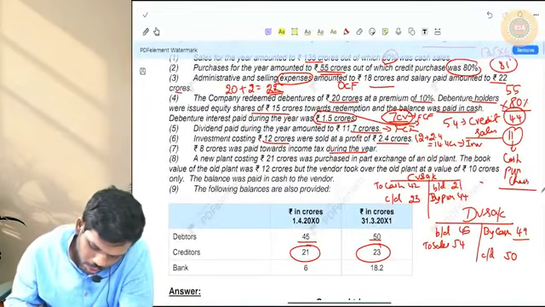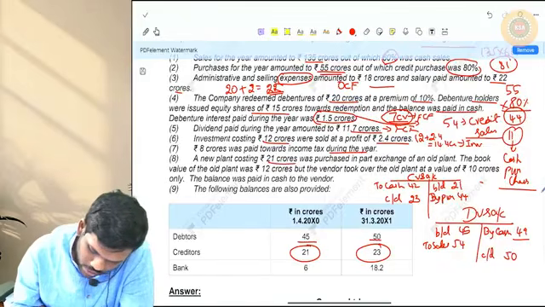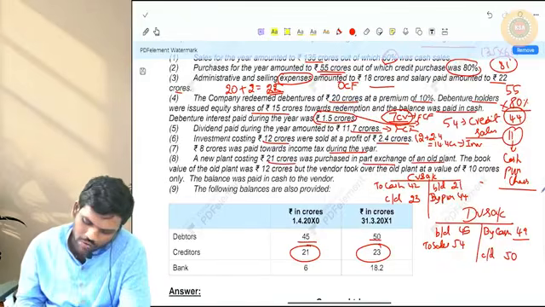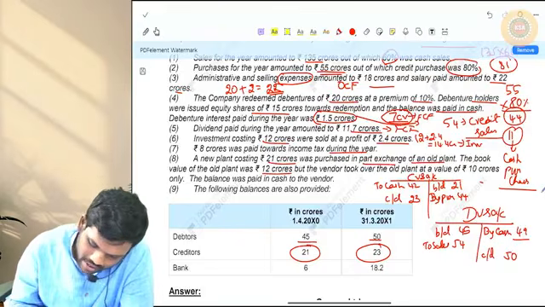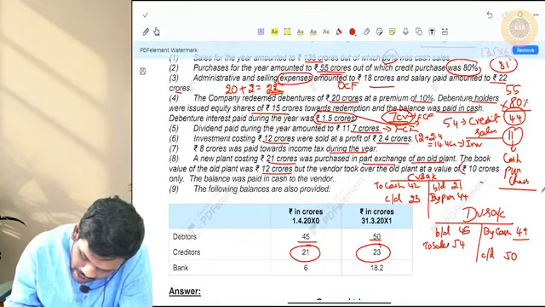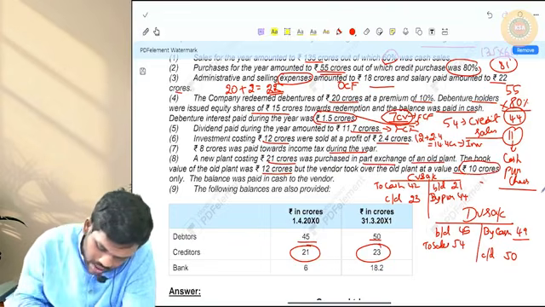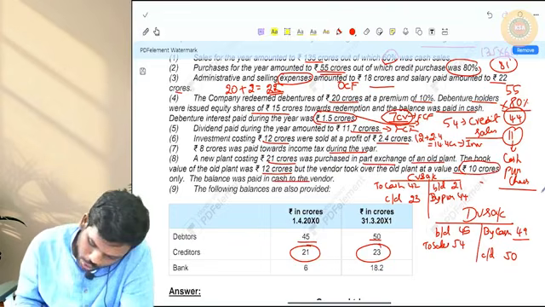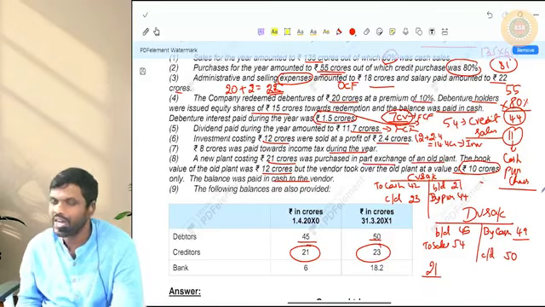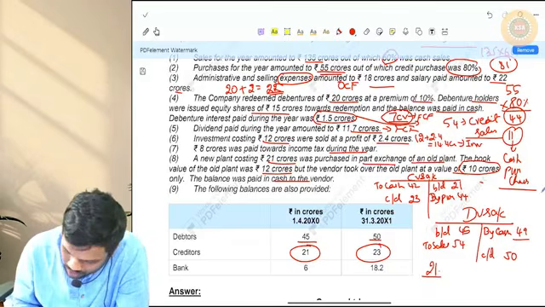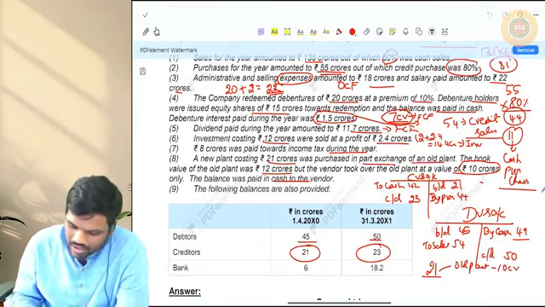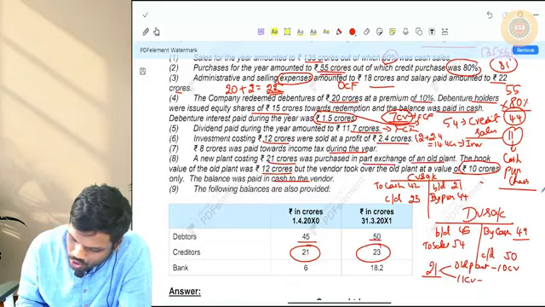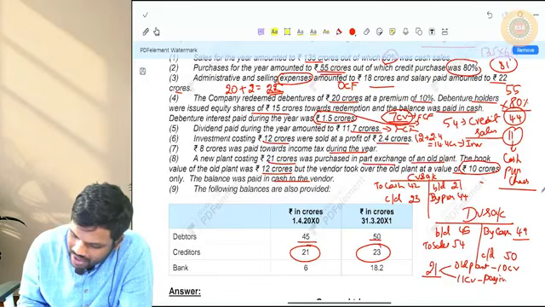Then a new plant costing 21 crores was purchased in part exchange of an old plant. The book value of the old plant was 12 crores, but the vendor took over the old plant at a value of 10 crores. The balance was paid in cash. See, you purchased a new plant whose cost was 21 crores. Now you gave him an old plant. For that old plant, that guy is telling, I will take a value of only 10 crores. That means balance 11 crores, you have to pay in cash.